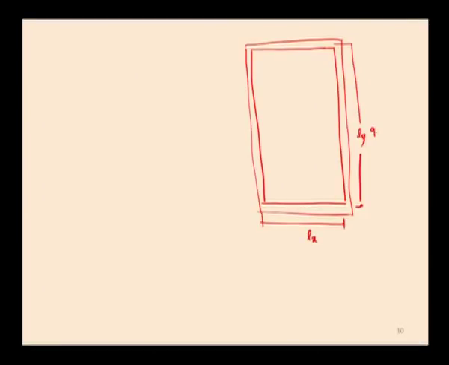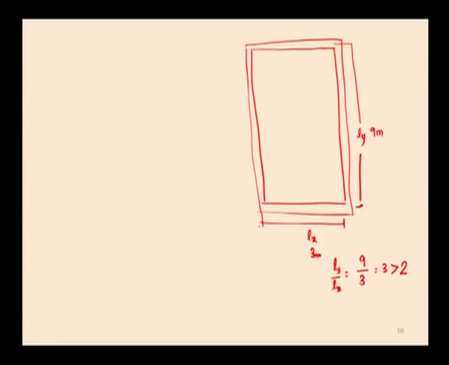If you take this as 9 meter and this as 3 meter, for 9 by 3, that is the ratio Ly by Lx, which is 3, if it is greater than 2, the slab has to be designed as one way slab. It can be spanned along only one direction. That means in this type of slab, the slab is going to be spanned along the shorter direction, that is 3 meter, along only one direction.